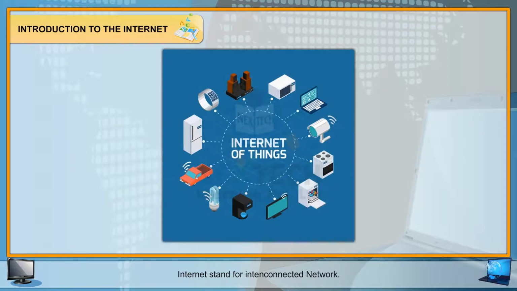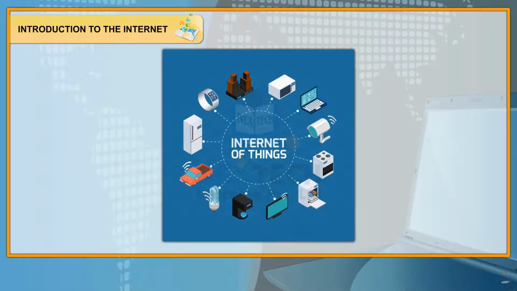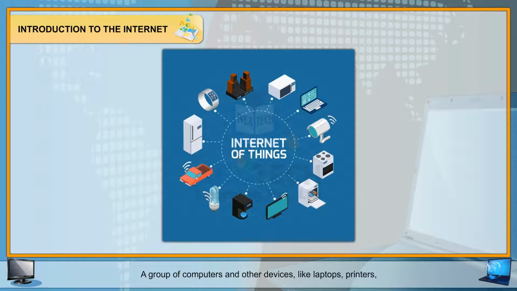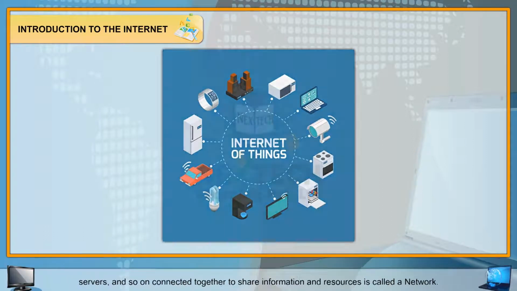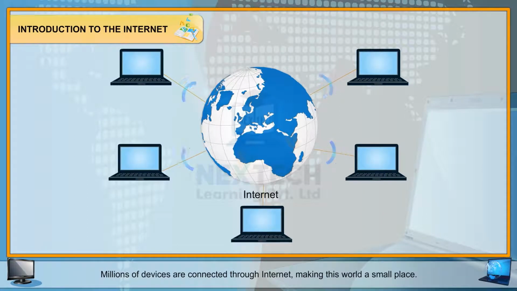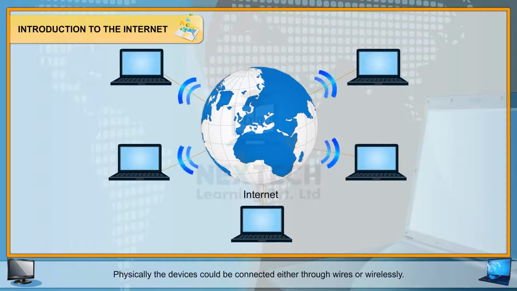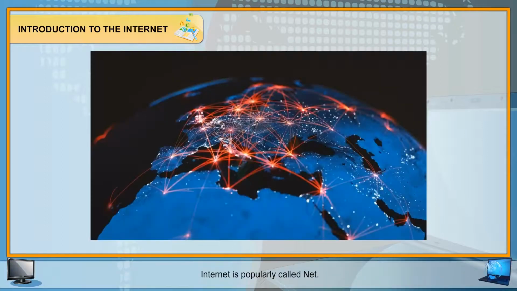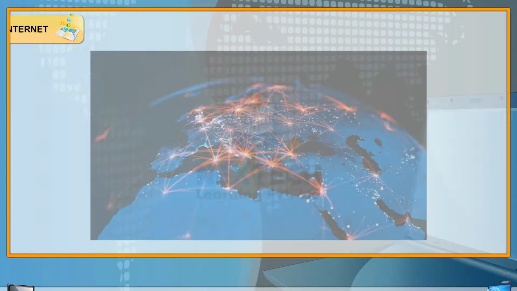Internet stands for Interconnected Networks. A group of computers and other devices like laptops, printers, servers and so on connected together to share information and resources is called a network. Internet is a global network of such networks spread all over the world. Millions of devices are connected through Internet, making this world a small place. Physically, the devices would be connected either through wires or wirelessly. Internet is popularly called net.